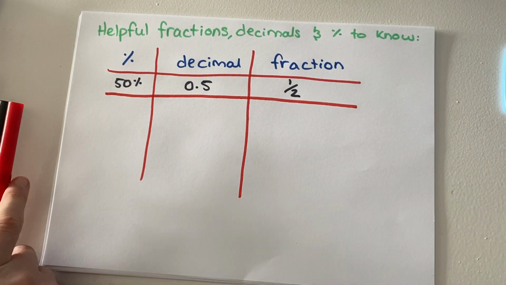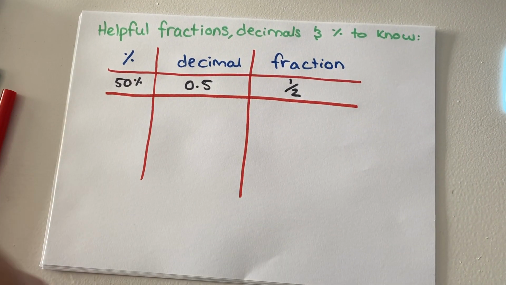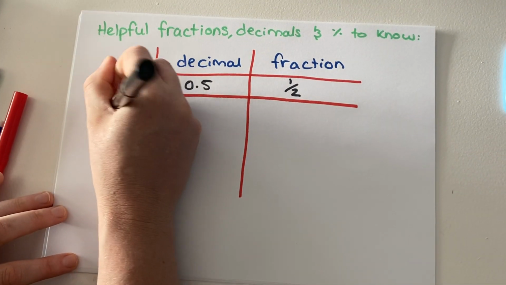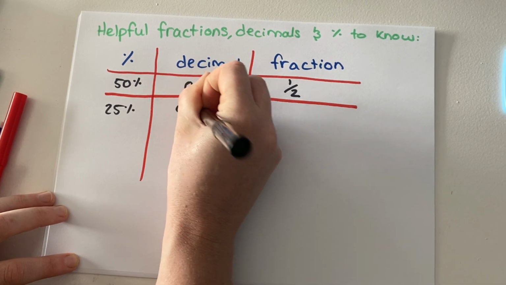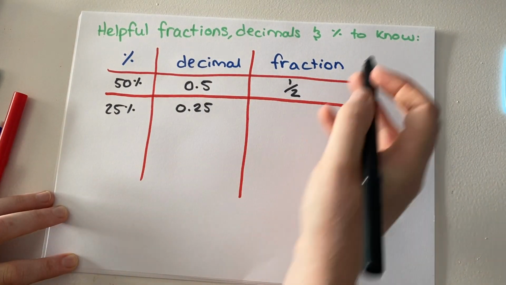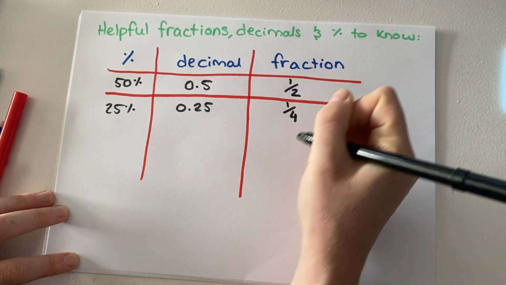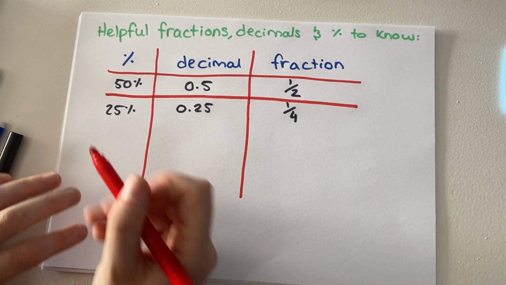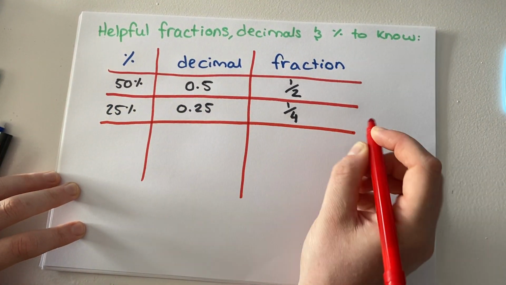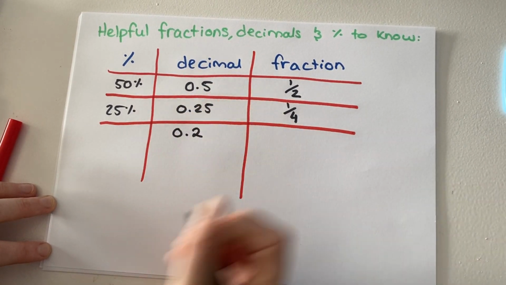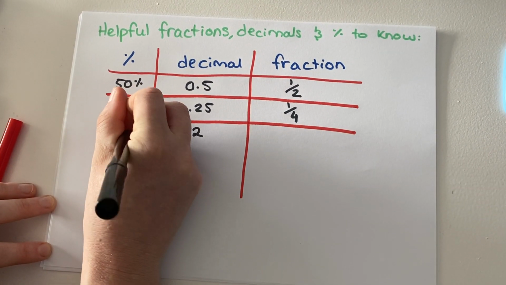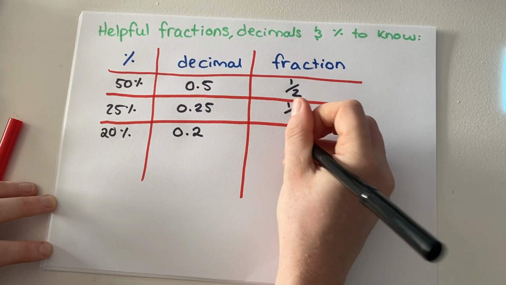You could also have a 25% chance, so this is a low chance kind of thing. As a decimal, that's 0.25. And then as a fraction, that is 1/4. Okay? So then the next one we do is 20%, so 0.2. So that's 20%, and that is 1/5.